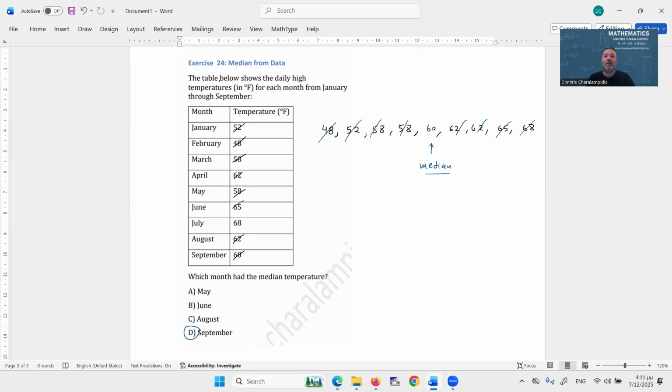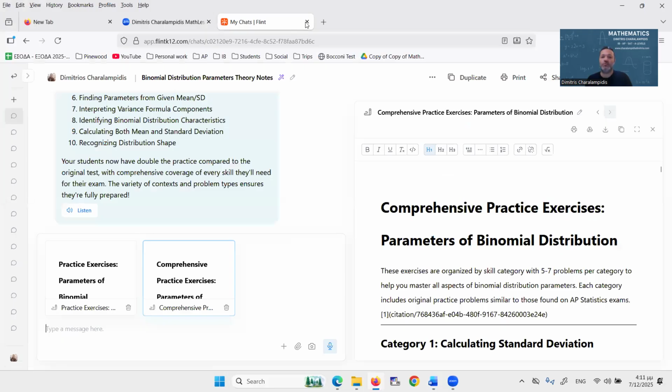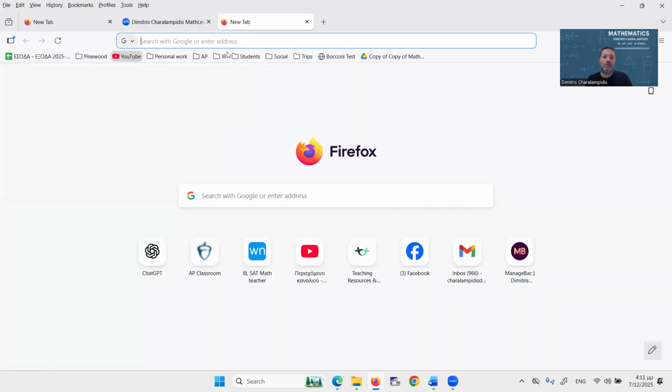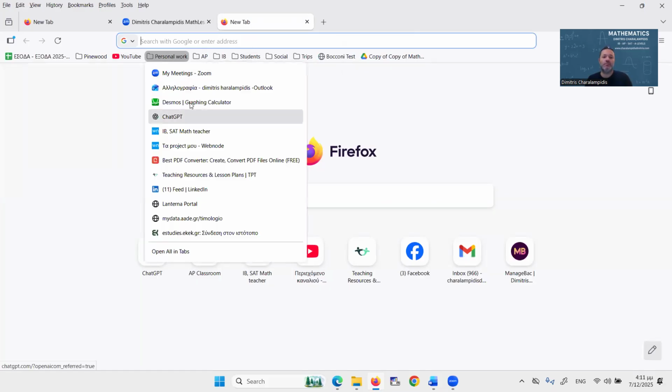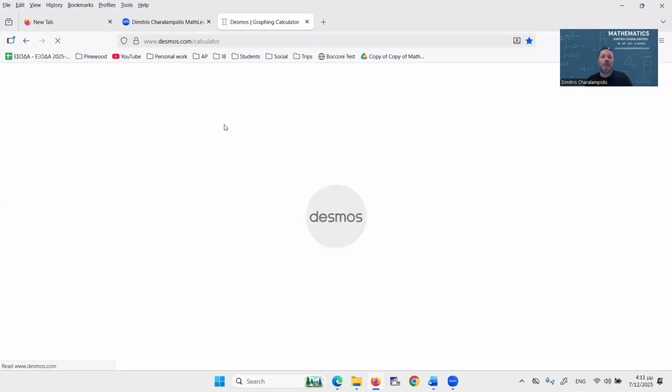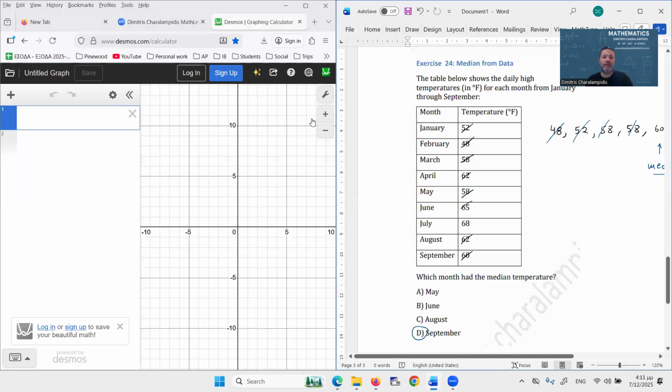But hold on. Is this the only way I could do that? Because I know that some of you are puzzled by this process. No, luckily, in the SAT exams, we are allowed to use Desmos. So let me go to Desmos, and let me split the screen so that we can see everything.